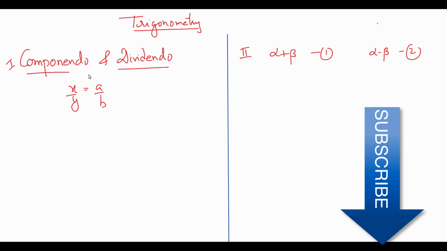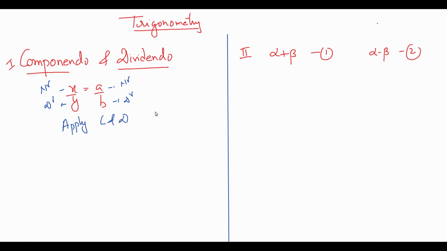Now look at what is written here: componendo and dividendo. This is the numerator of LHS, denominator of LHS, numerator of RHS, denominator of RHS. Componendo and dividendo is also known as C and D. After applying C and D, we get numerator plus denominator upon numerator minus denominator, or, according to the question, you can also apply numerator minus denominator upon numerator plus denominator, both ways.